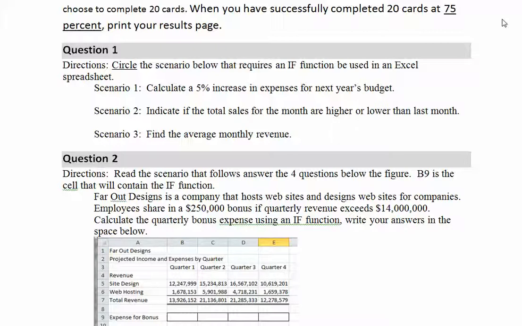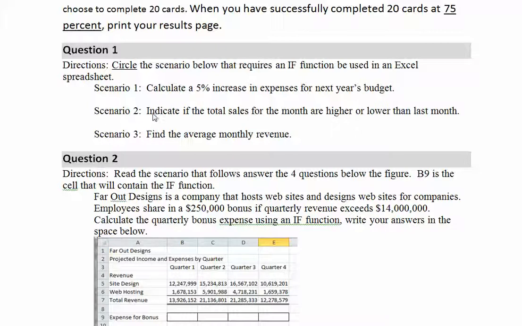All right, so question number 1, the directions are to circle the scenario that requires an if function, and you've got 3 scenarios to look at. So we're going to look at scenario number 1. It says to calculate a 5% increase in expenses for next year's budget. If you were to do that, you would just take last year's expenses and multiply it by 5%. So there's really no choices to make there. There's not a logical test.